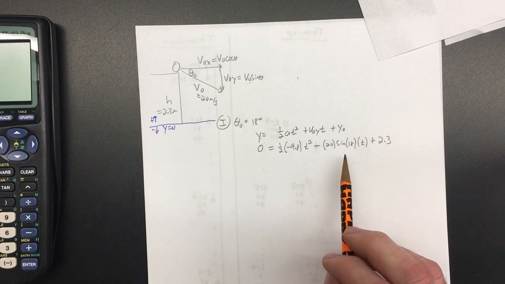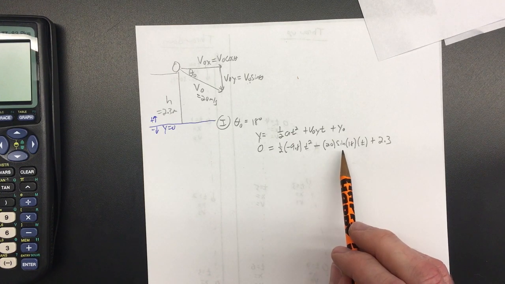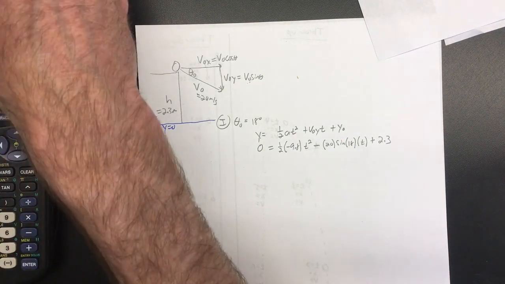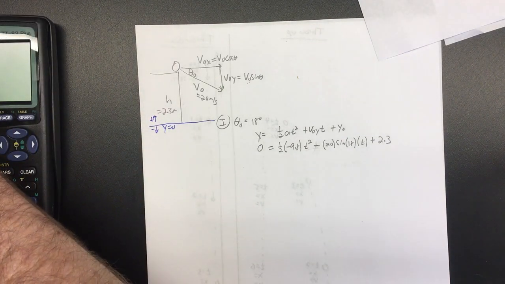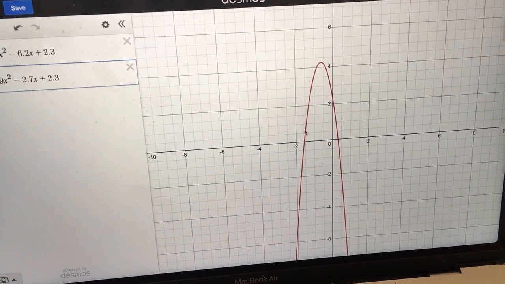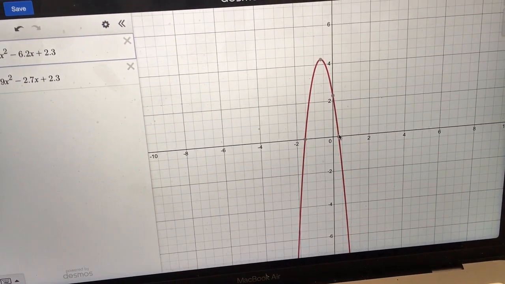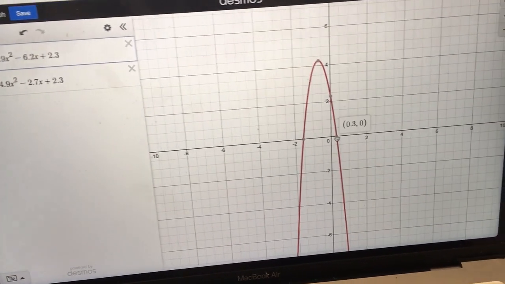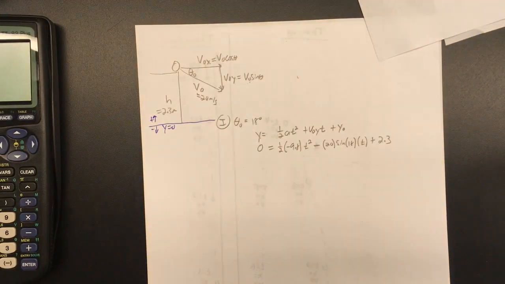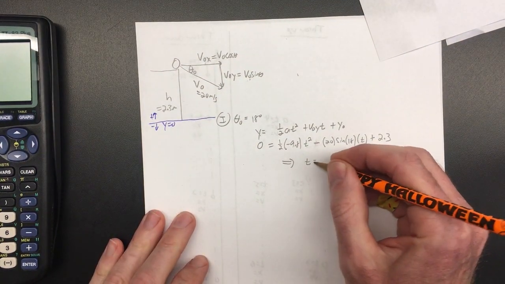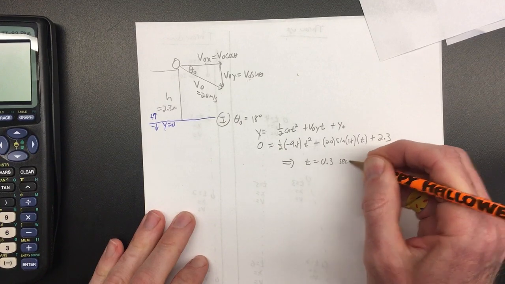So this is a bit of a doozy because you're going to need the quadratic formula for it, and what I actually did is I ended up plotting it on Desmos. So here I can show you my plot on Desmos right there, and then I just asked Desmos to find me the root right there, which was 0.3 seconds. So you can use the quadratic formula, you can use your graphing calculator, whichever way you want to do it is fine. So this is going to give me that the time is going to be 0.3 seconds.